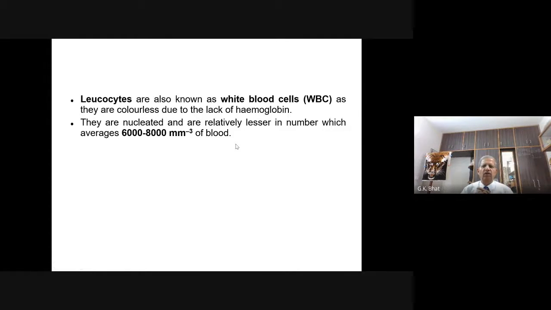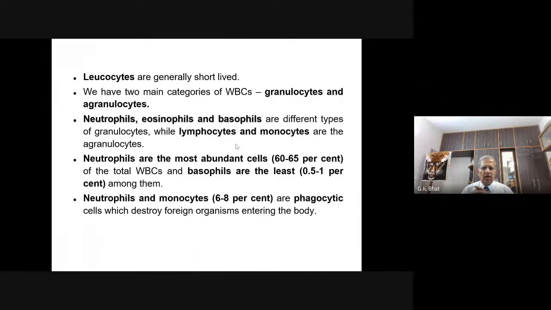You know, leukocytes are always called soldiers of the body. All the 24 hours, they are very much vigilant, taking care of our body, engulfing or destroying whatever microbes try to enter our body. Leukocytes are generally short-lived. We have two main categories of WBCs: one is granulocytes and another is agranulocytes. What are these granulocytes and agranulocytes?